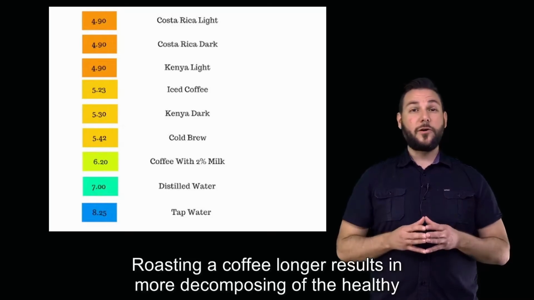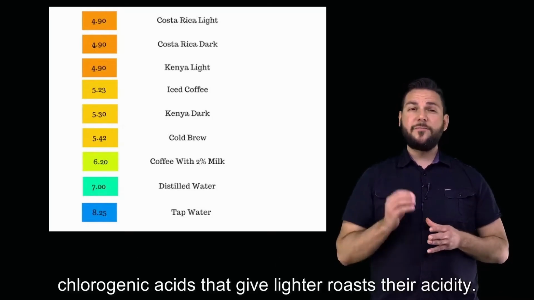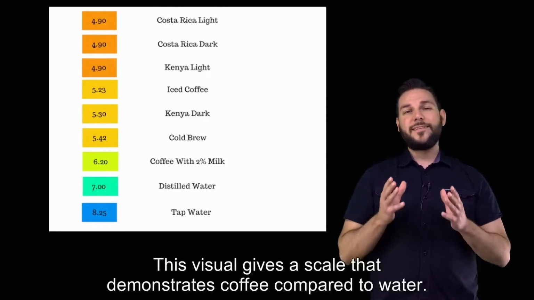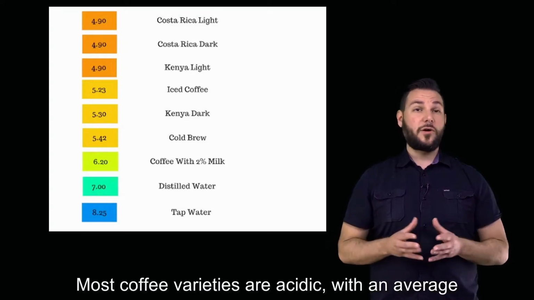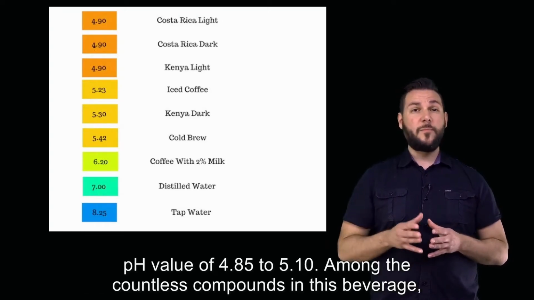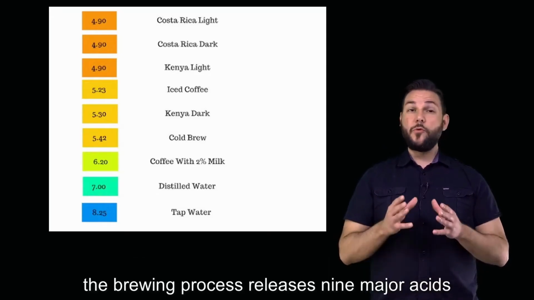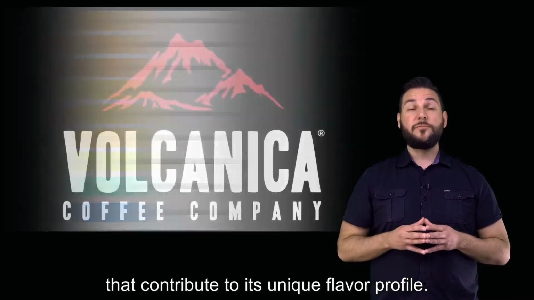Roasting a coffee longer results in more decomposing of the healthy chlorogenic acids that give lighter roasts their acidity. This visual gives a scale that demonstrates coffee compared to water. Most coffee varieties are acidic, with an average pH value of 4.85 to 5.10. Among the countless compounds in this beverage, the brewing process releases 9 major acids that contribute to its unique flavor profile.